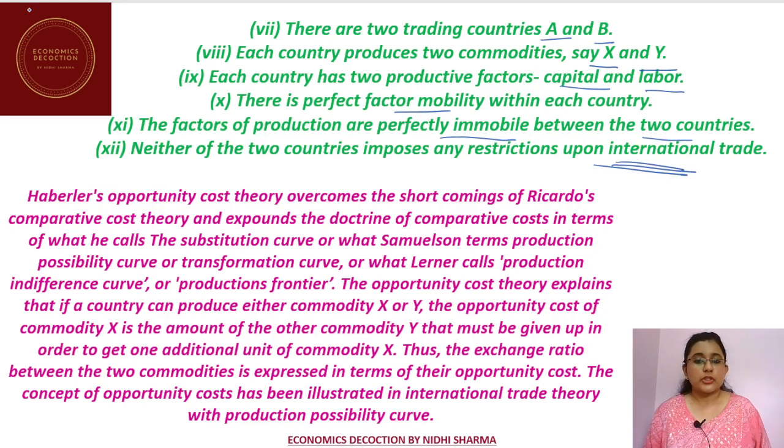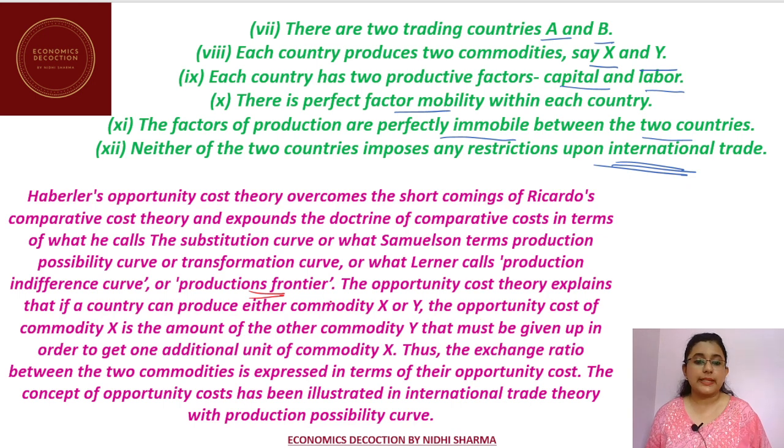So Haberler's opportunity cost theory overcomes the shortcomings of Ricardo's comparative cost theory and expounds the doctrine of comparative cost in terms of what he calls the substitution curve, or in Samuelson's terms the production possibility curve, or the transformation curve, or what Lerner calls the production indifference curve or the production frontier. So basically Haberler's opportunity cost theory is an improvement over Ricardo's comparative cost advantage theory.